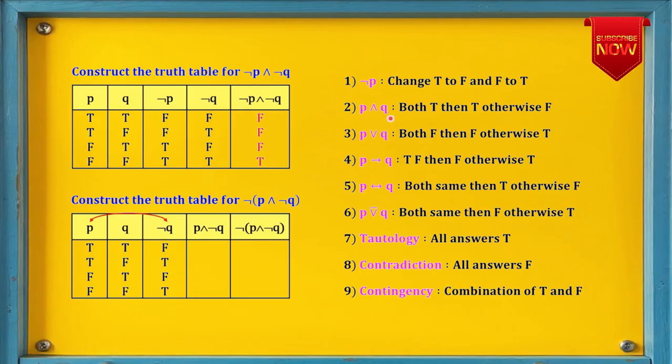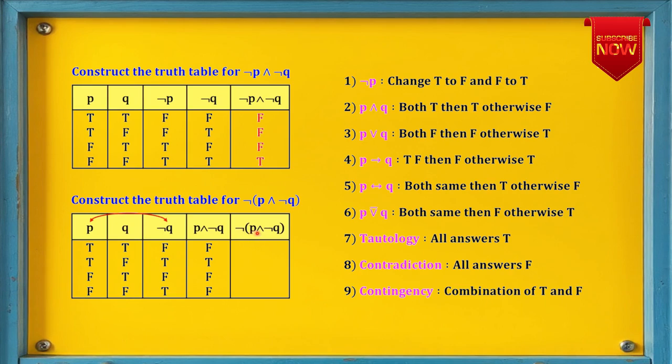Note that AND means both true, then true, otherwise false. So in these two columns, check whether we have both true. Only in the second row we have both true, so for that the answer is true, otherwise false. So all the remaining false, we can write F, and finally not bracket P and not Q.